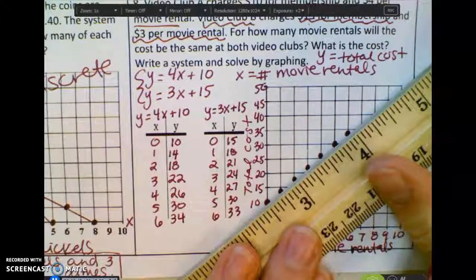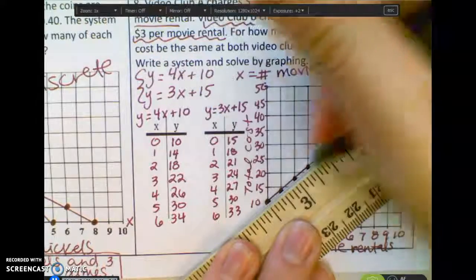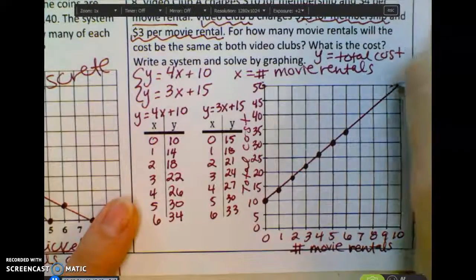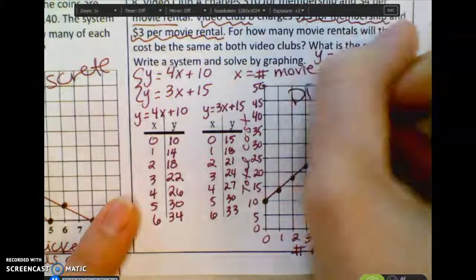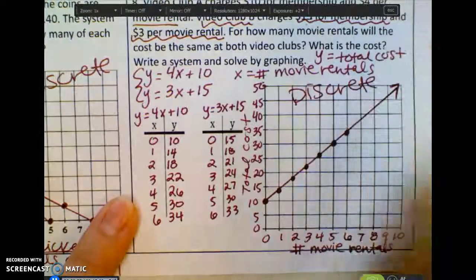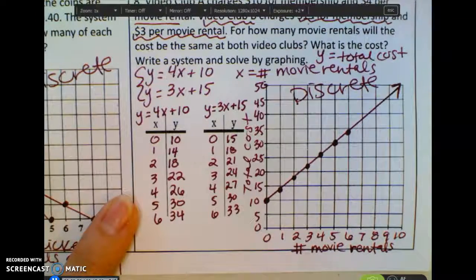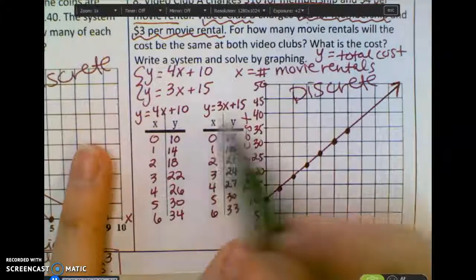Is this going to be discrete or continuous? Can I rent a partial movie? No, I can't. So that means this one actually will also be discrete. But the reason I'm drawing lines is, again, to make it easier for us to find the point of intersection. It'll be easier if we have lines. So let's graph this next one.